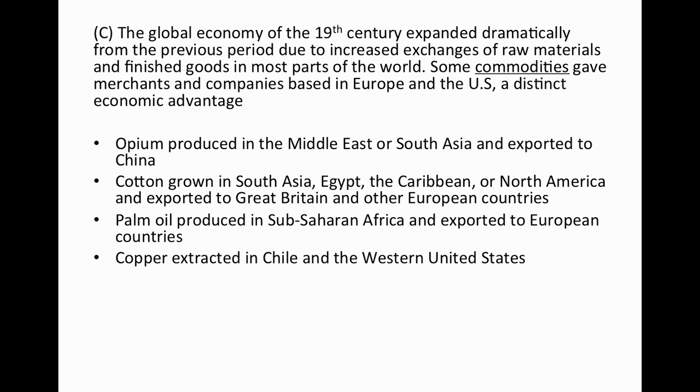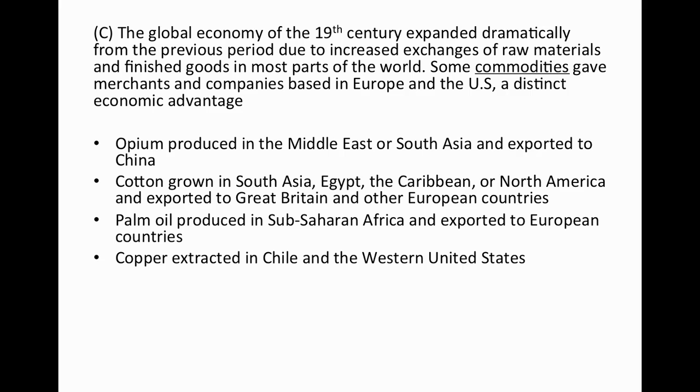All right, subconcept C states the global economy of the 19th century expanded dramatically from the previous period due to increased exchanges of raw materials and finished goods in most parts of the world. Some commodities gave merchants and companies based in Europe and the US a distinct economic advantage. So again, what is happening is raw materials are being pulled out of the colonies or other parts of the world. They're being used to manufacture or produce finished goods. And again, that's weakening the local regions.